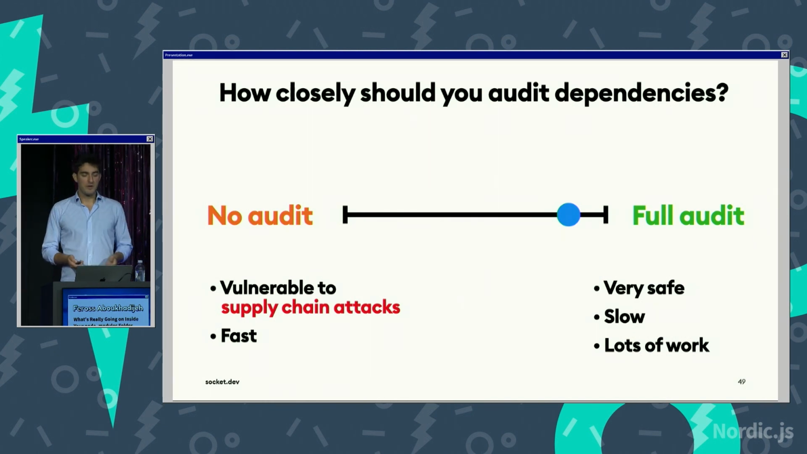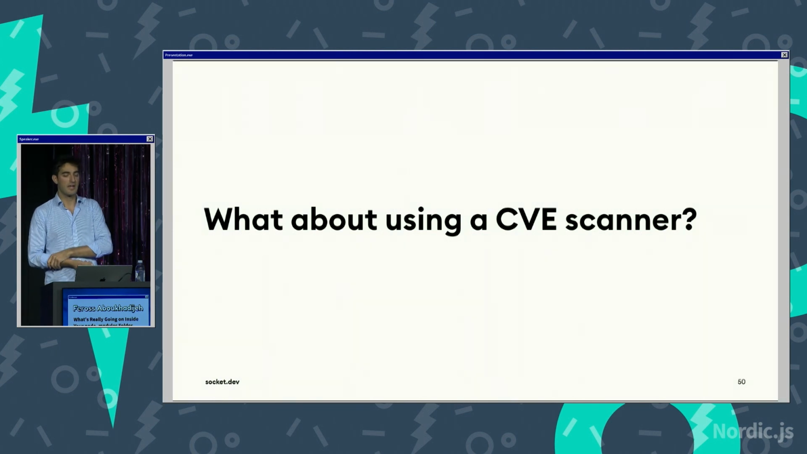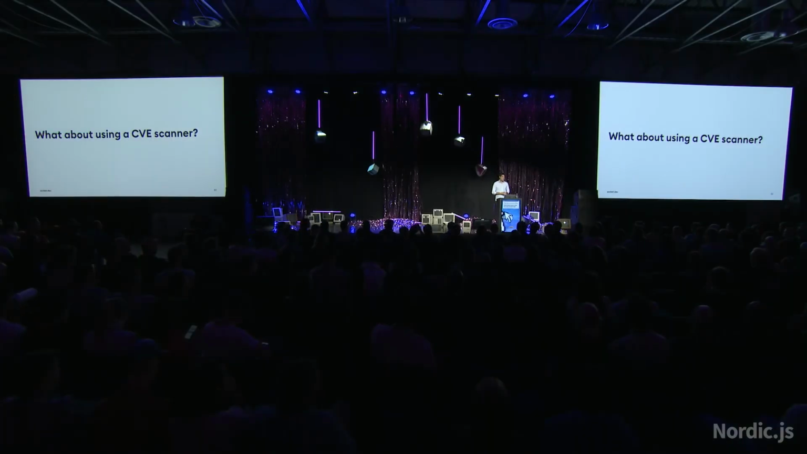So what can we do here? Now, what if we use a vulnerability scanner, a CVE scanner? This is what people often think of when they think of securing open source. So this is a great starting point for security. It's a good baseline. Everybody should probably do this.